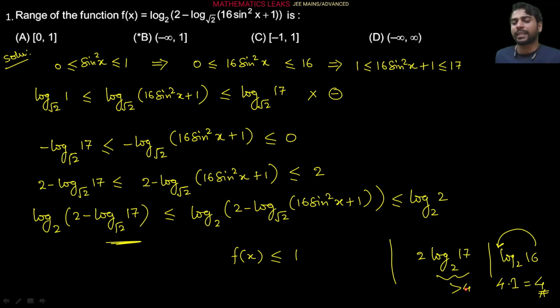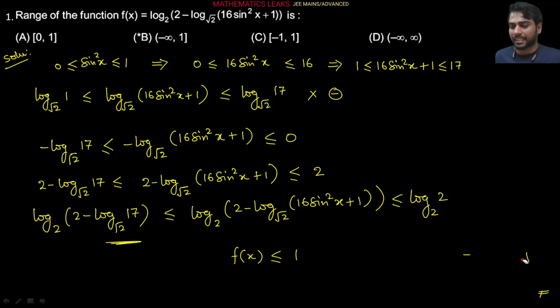So 2 into a quantity greater than 4, we can say it will be greater than 8 at least, right? It will definitely be greater than 8. So we are getting that this quantity is greater than 8. So 2 minus a value greater than 8 means it will overall come out negative, right? It is a negative quantity. So logarithm of a negative quantity will not be defined. Overall we can say that this quantity is not defined. Not defined, everyone.